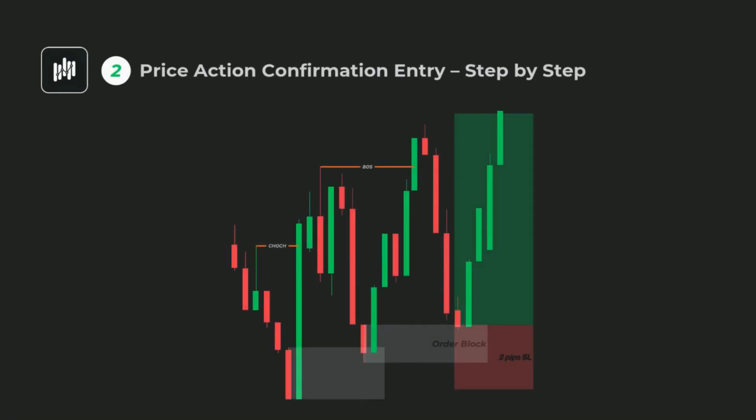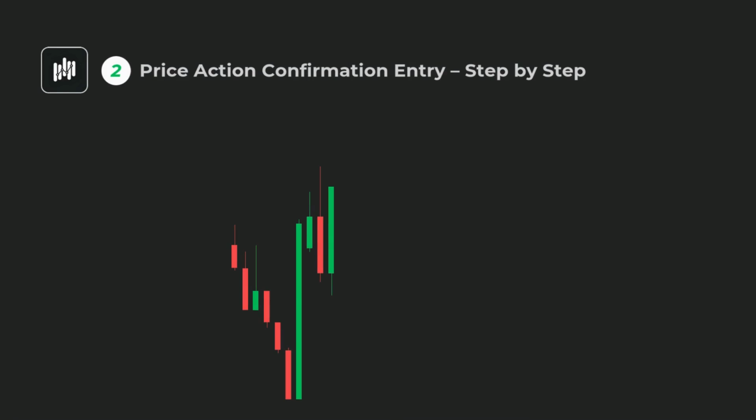Section 2. Price action confirmation entry, step by step. Now, let's break down the exact steps for a price action confirmation entry. Step 1. First, identify a valid order block on the higher time frame. You always start from the higher time frame. Find a strong, clean, and valid order block. This is the level the market is likely reacting from.